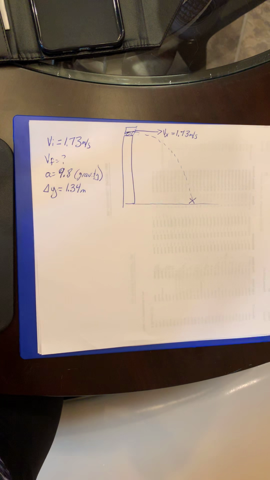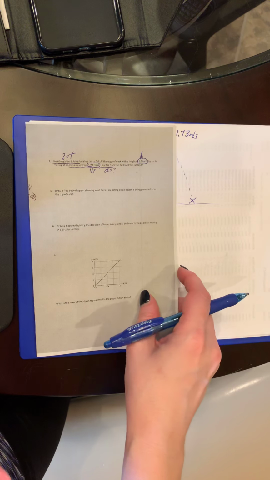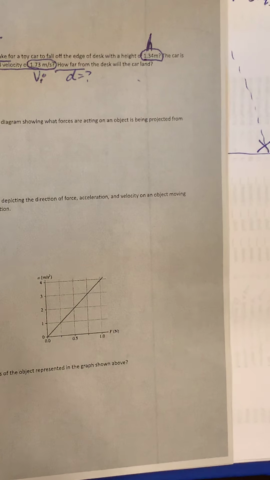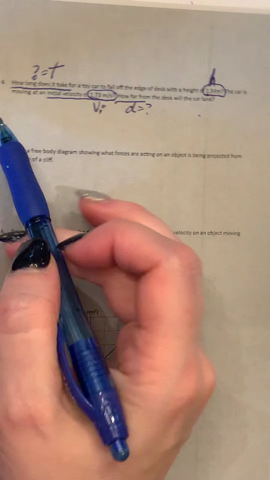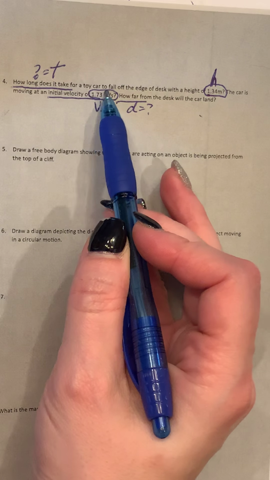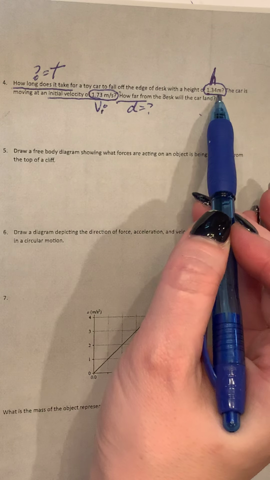All right, guys, so I'm working on the review for the semester spring exam, and I'm working on number 4 right now. I just wanted to review the question, and then I'm going to go into solving for the answer. So this question states, how long does it take for a toy car to fall off the edge of a desk with a height of 1.34 meters?